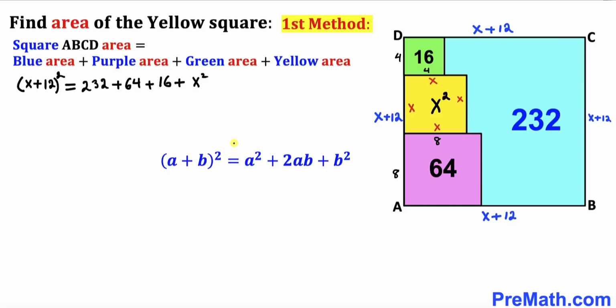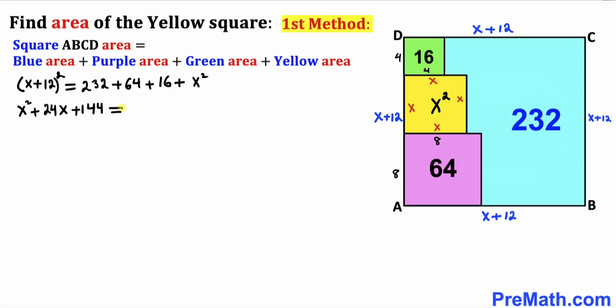And now let's recall this famous identity. (a plus b) squared could be written as a squared plus 2ab plus b squared. We are going to apply it on the left hand side of this equation. So this is going to give us x squared plus 24x plus 144 equals, and on the right hand side, if we combine all these terms, that's going to give us 312 plus x squared. And now we can see this x squared and this x squared are gone.